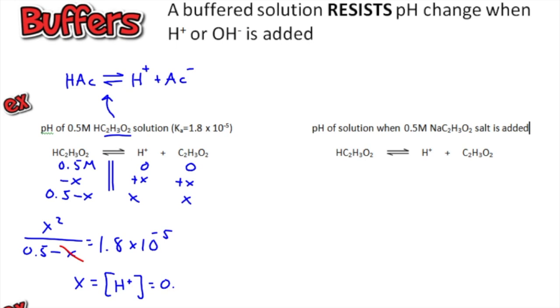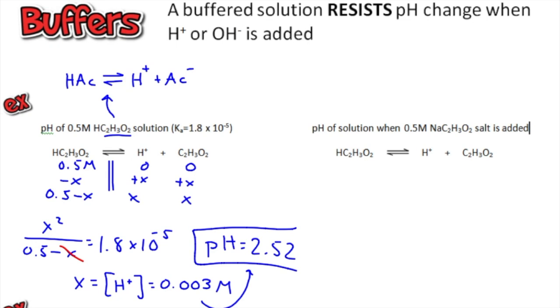I apologize for my rounding here. But ultimately, when I plug this all in, I'm going to get a pH of roughly 2.52. Okay, so that's negative log of that. And I'm going kind of fast because these are things that we've done. But now, what if I add a salt? And the salt has a common ion in it.